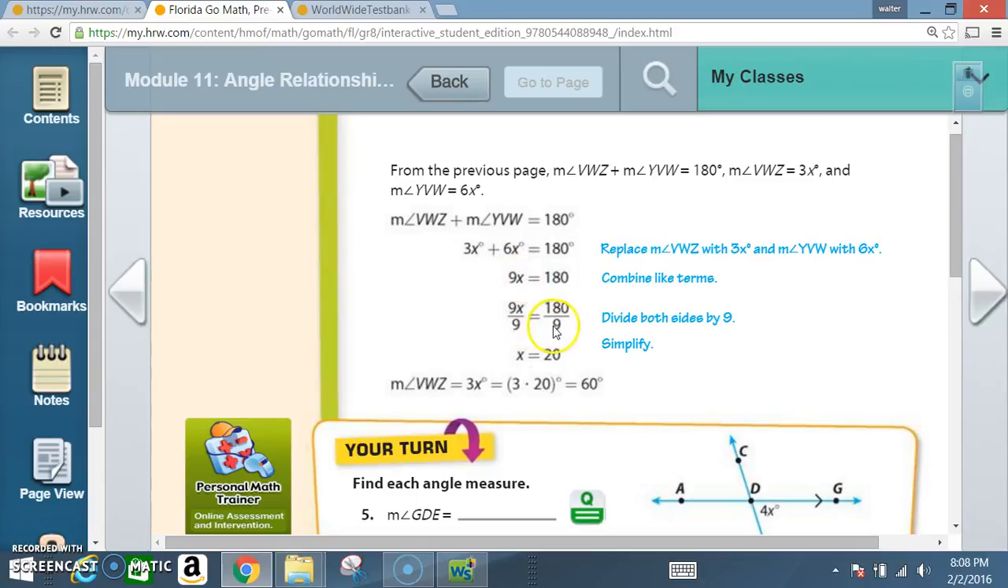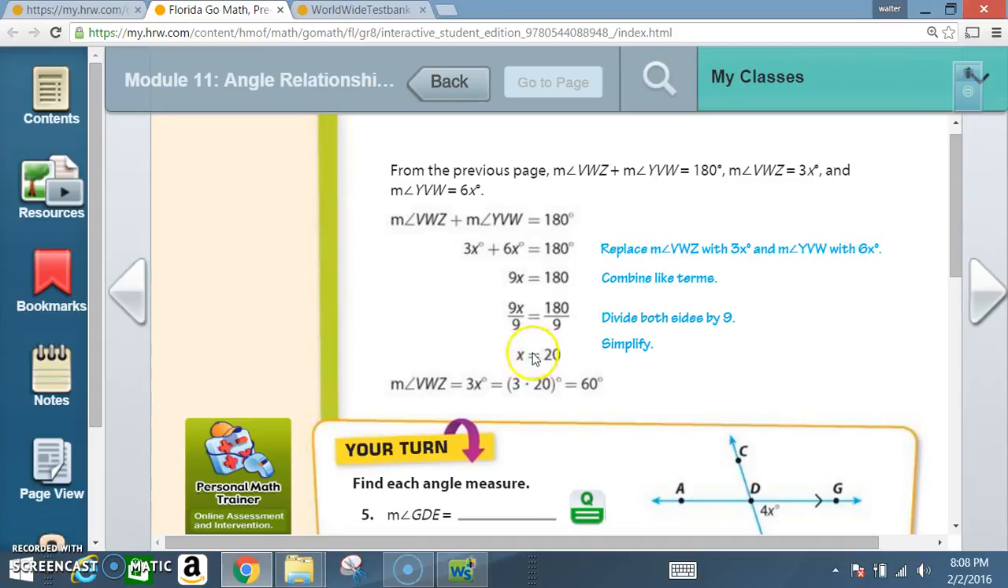Divide by 9 here, by 9 here. 9 divided by 9 is 1. I'm left with 1x, that 1 you don't see in front of x. 180 divided by 9 is 20. The shortcut for that is real simple. 9 goes into 0, 0. 9 goes into 18, 2. So x is equal to 20.